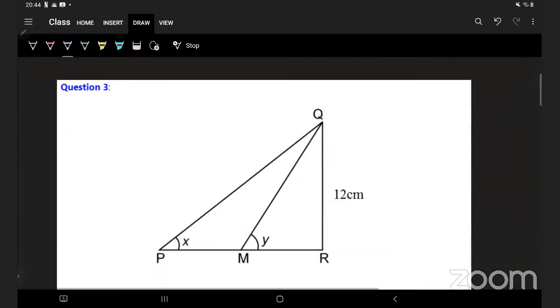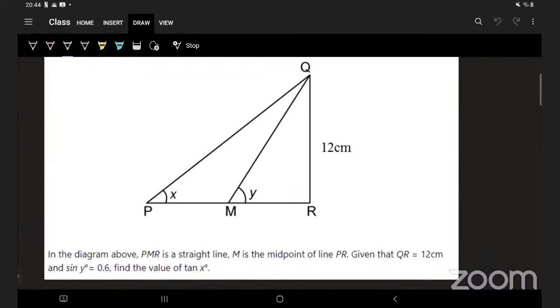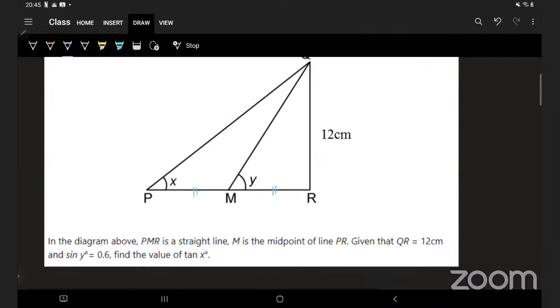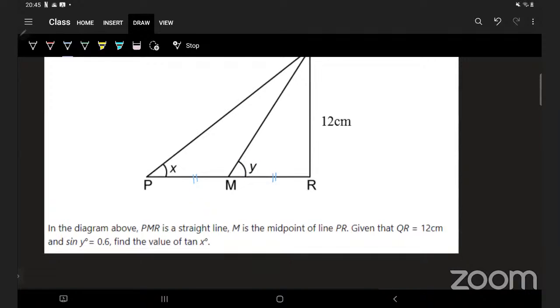All right, let's look at question 3 now. In the diagram above, PMR is a straight line. M is the midpoint of line PR, so we can straight away mark these two as the same length. Given that QR is equal to 12 cm and sine y degrees is equal to 0.6, find the value of tangent x.